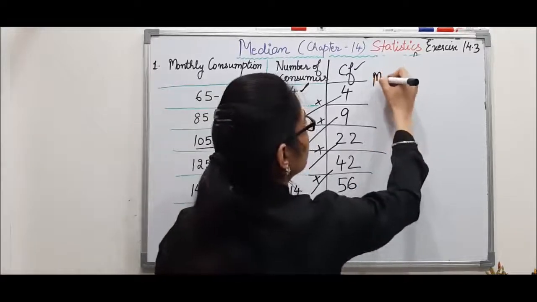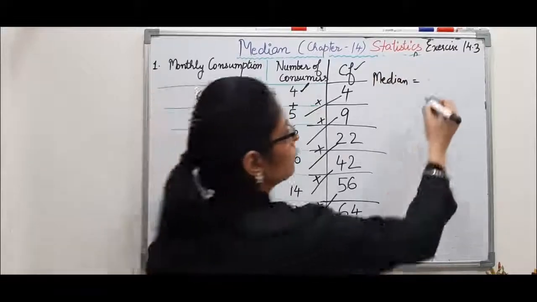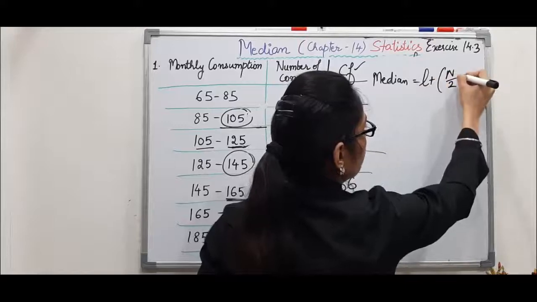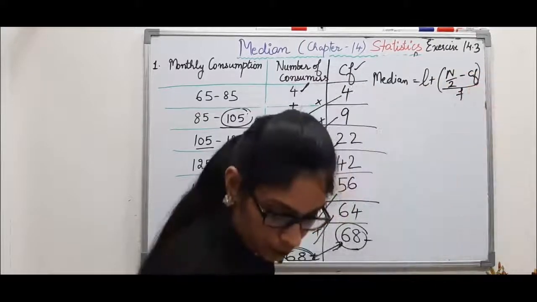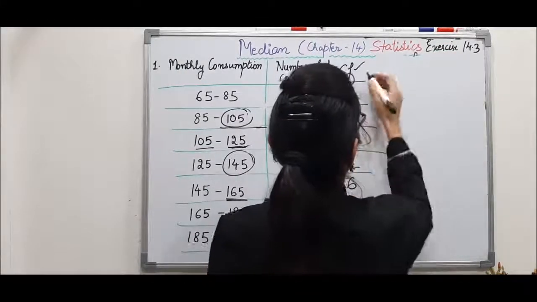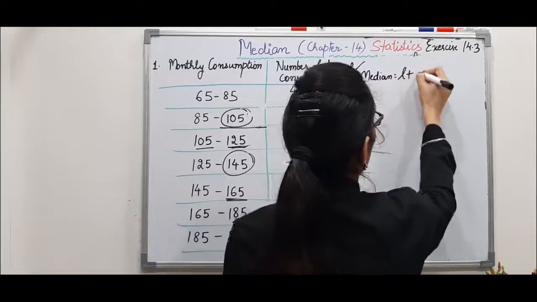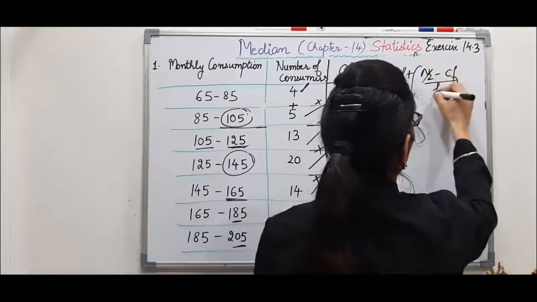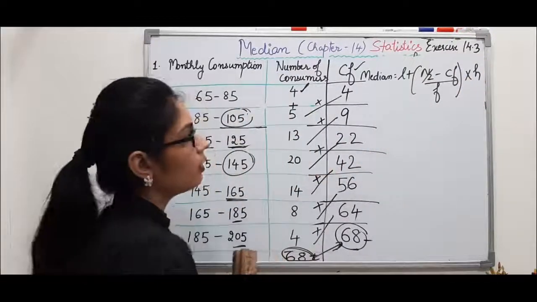Now let's find out. See, median formula we already know. Let's find out all the terms now. So formula of median is L plus n by 2 minus Cf upon f into h. L plus n by 2 minus Cf upon f into h. So this whole term, it is one single term.